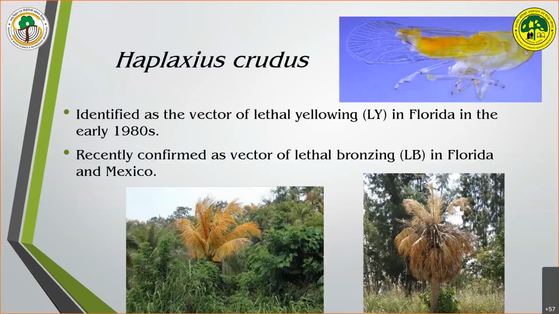Now that we have some reliable molecular tools, we're really starting to see progression in terms of vector research of these phytoplasmas. And then here on the bottom, on the left, is a lethal yellowing infected palm, and on the right is a lethal bronzing infected palm. And I'm going to touch on the symptomology of these palms in a little bit, and discuss what I think might be happening.